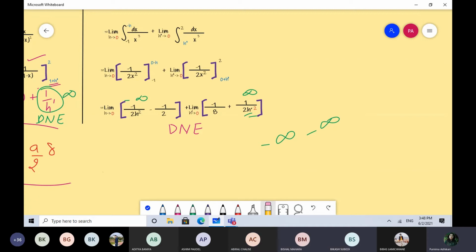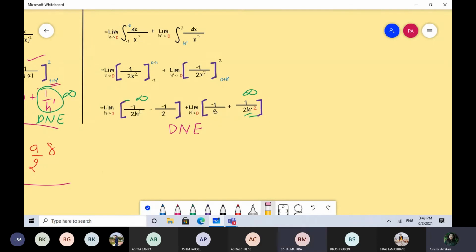Ma'am, is infinity plus infinity also an indeterminate form? No, here we can say exactly that it is infinity. Very large value plus very large value is again a large value. Yes or no? Yes, ma'am. So we can say infinity. It's not indeterminate. It's different. Indeterminate and infinity are different concepts.